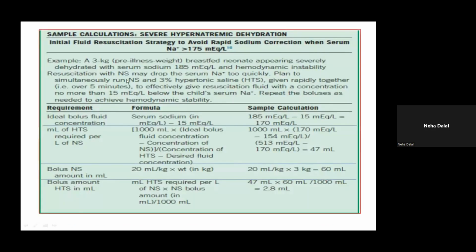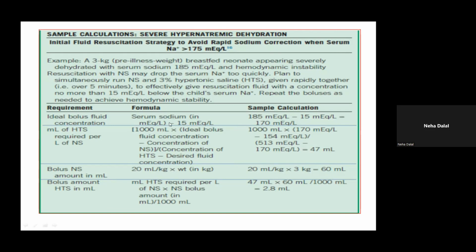If it is clearly visible, please take a look at this. This is an example of how to prepare a hypertonic saline for restoration phase. This was a 3 kg birth weight baby who was on exclusive breastfeeding. He came in severe dehydration with sodium levels of 185 and hemodynamic instability. So how to prepare a saline for this baby, because 0.9% saline will be too hypotonic for this baby, as we have seen that the value is 185. So we need to prepare a special fluid.